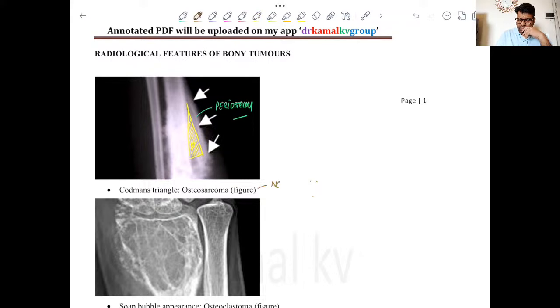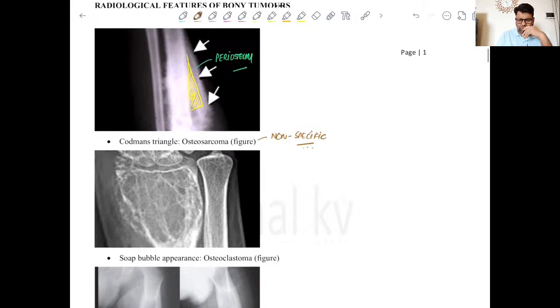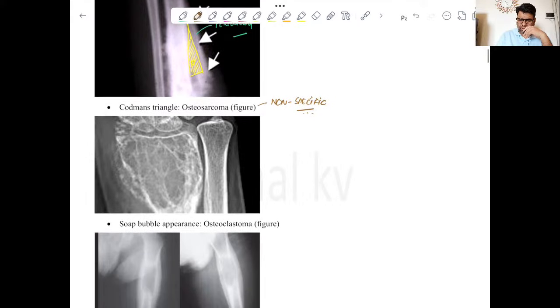But again I say it is non-specific. If you see Codman's triangle, it is not the case that it will be osteosarcoma. It can be some other condition as well. But yes, from FMGE point of view, I think Codman's triangle has to be related with osteosarcoma.